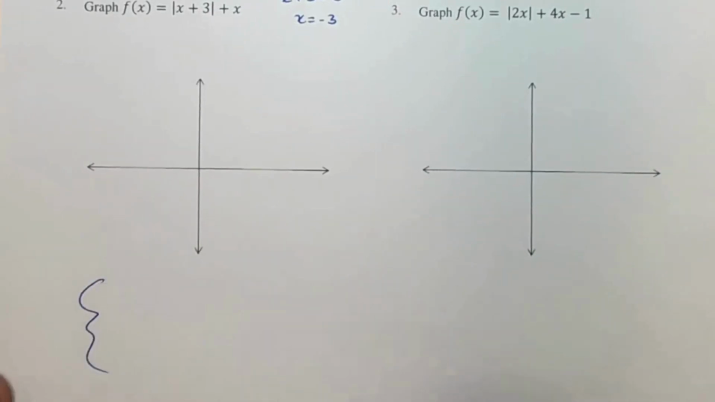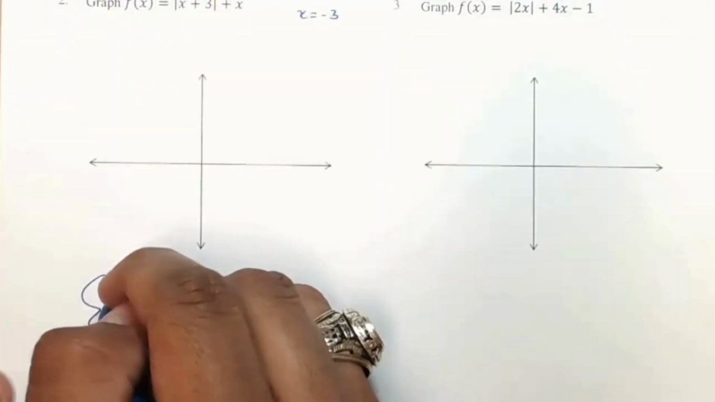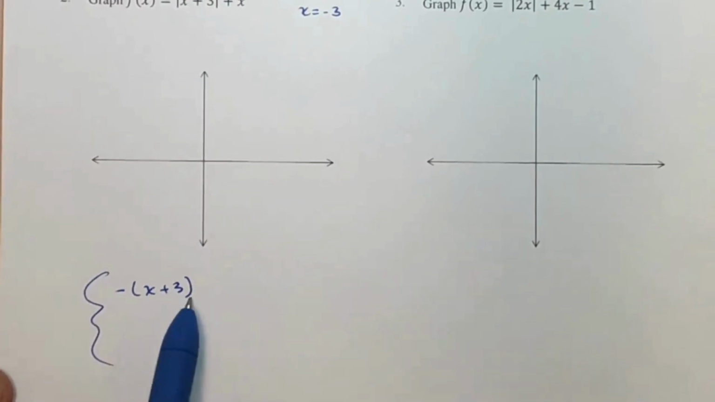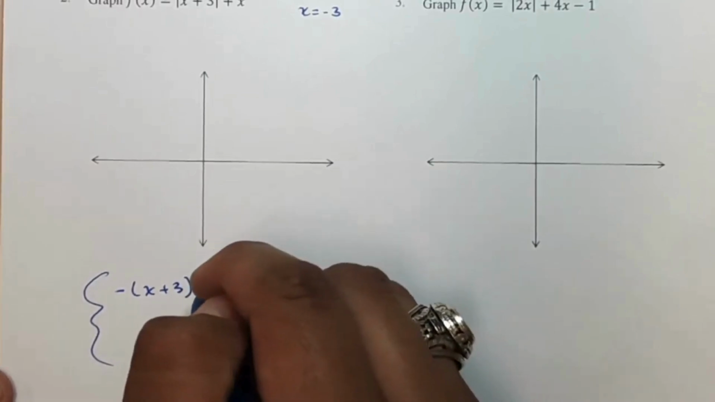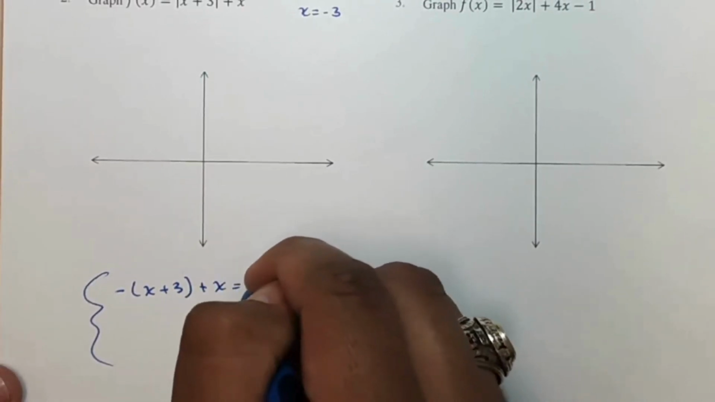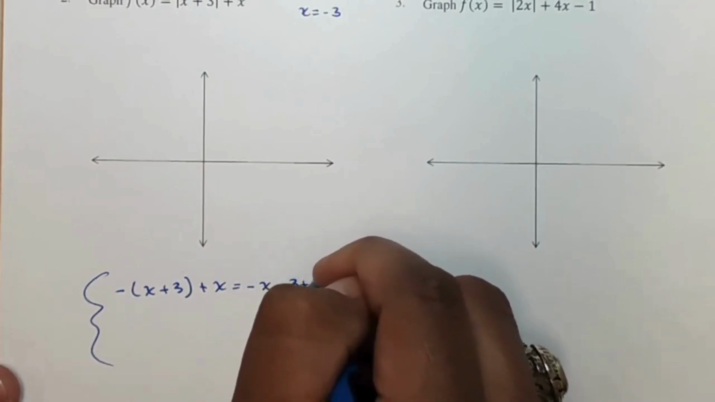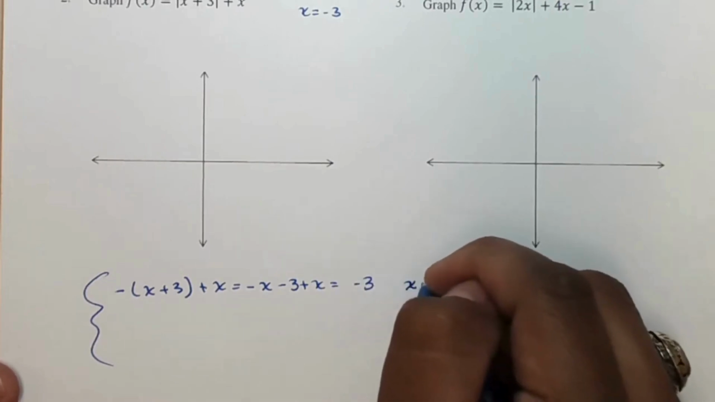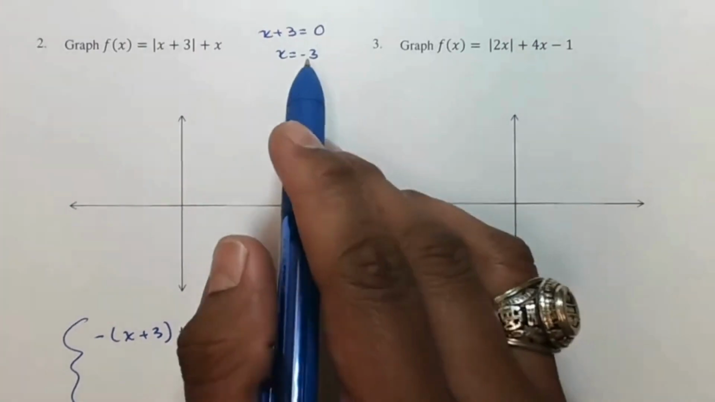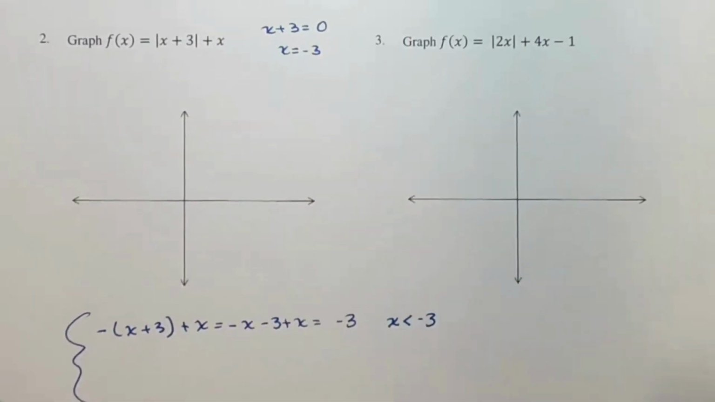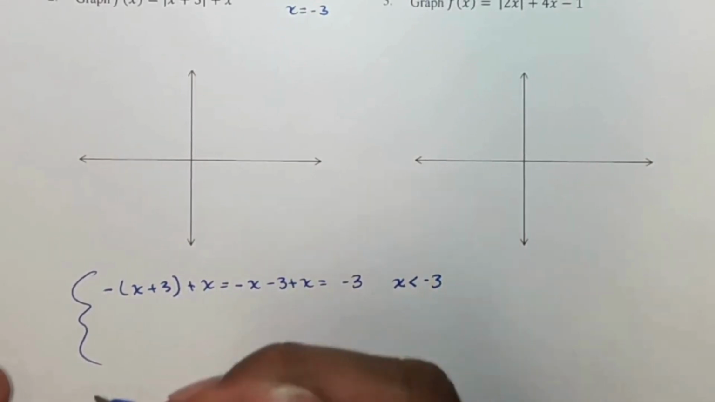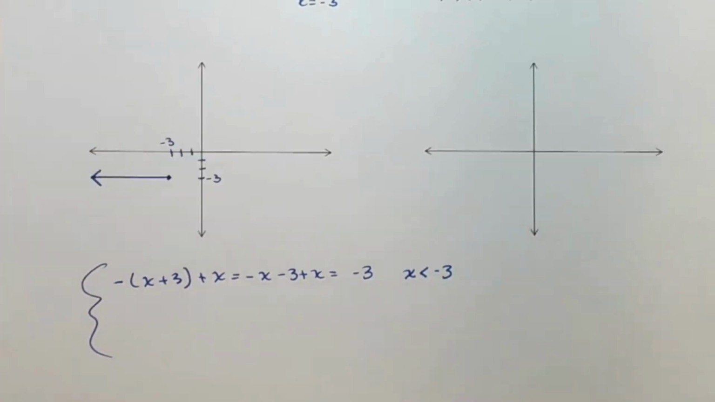I'm going to break it up into three pieces. I'm going to do the negative version of this first. So I replace the absolute values with parentheses, and I put a negative in front of it, and keep the rest of the equation. So we end up getting -(x minus 3) plus x, which ends up giving us -3. And that happens when x is less than 0, because our 0 in this case is -3. So for all our values that are less than -3, we have a value of -3. So that piece of the function is just this horizontal line.